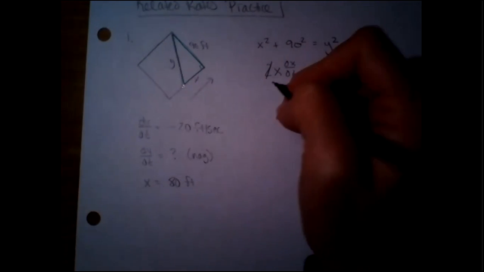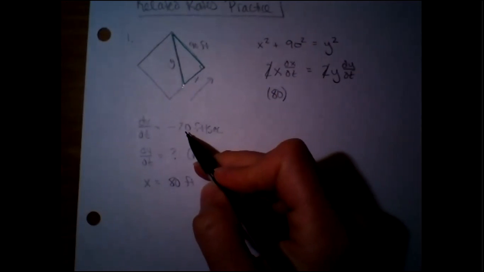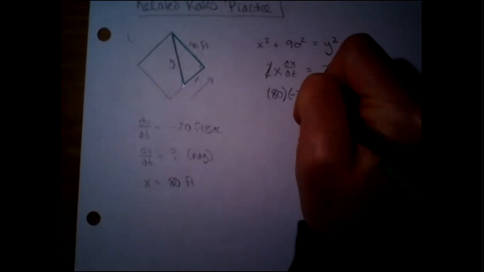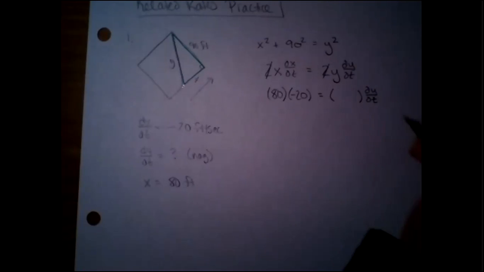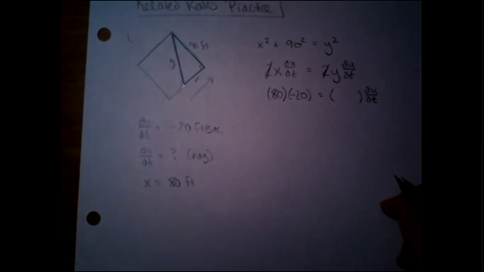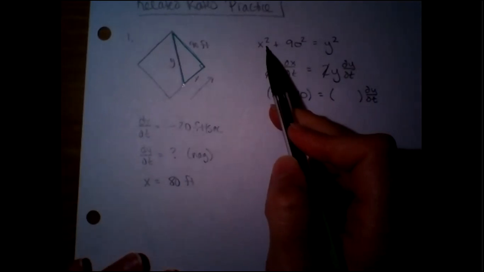So x is 80. dx/dt is -20. I do not have y, so we'll come back to that. And dy/dt is what we're looking for. So if you're missing something, you're going to go back to this original relationship and plug in what you have.